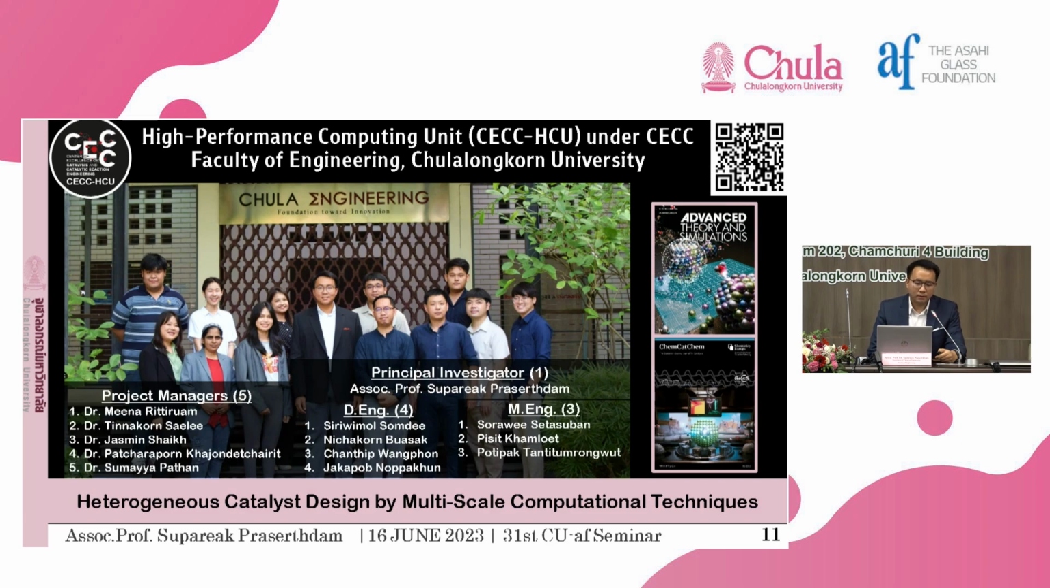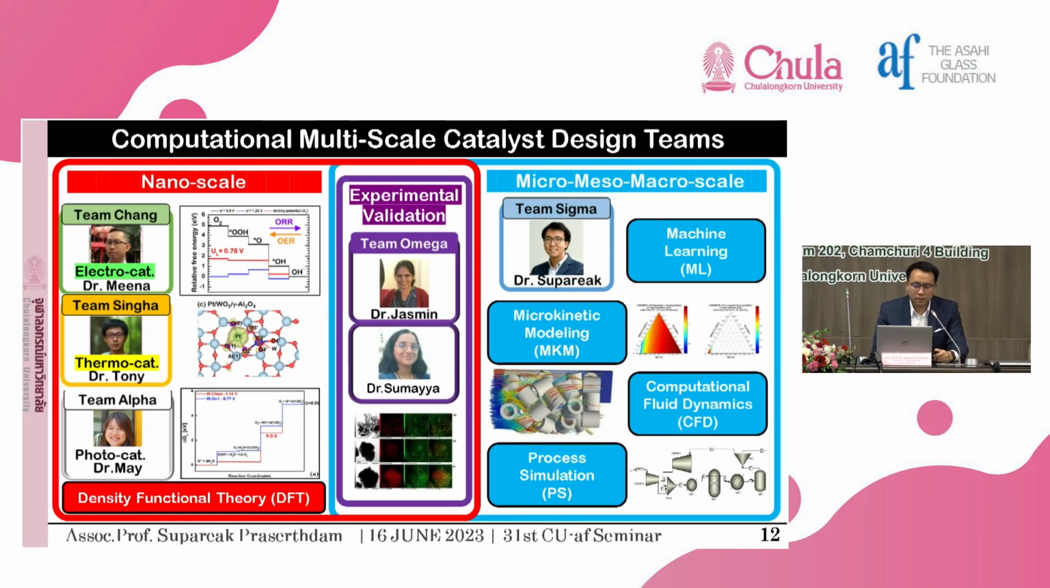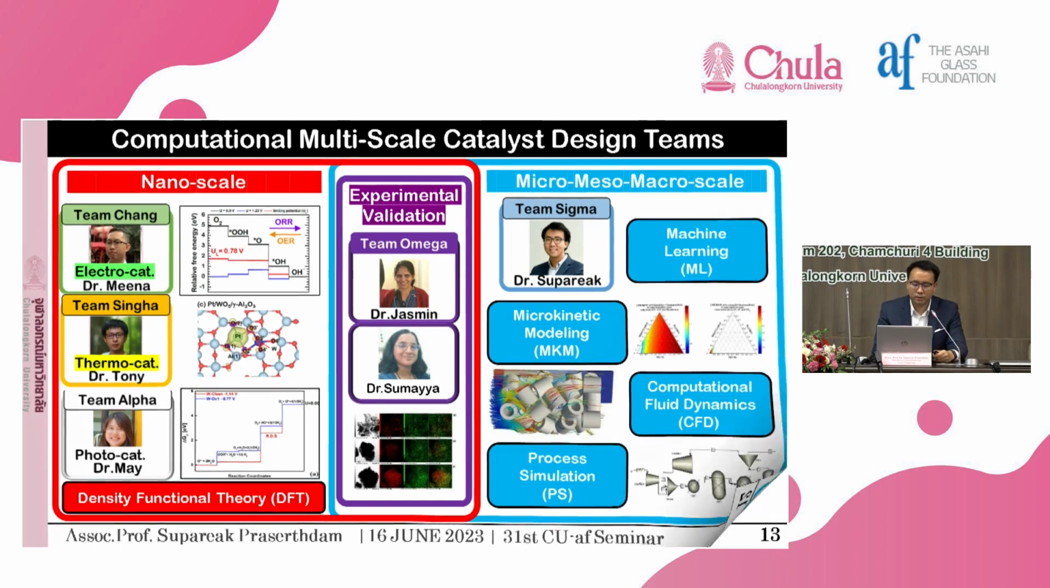What we did is that the whole group does heterogeneous catalyst screening and design using multi-scale computational techniques. In terms of the multi-scale, you can see that we have the nanoscale, in which all of them do quantum chemical calculations, so that we have data to input to the second team, the micro, meso, and macro scale, which uses machine learning together with microkinetic modeling and CFD, also process simulations, to upscale the simulations and provide insight at a higher level. And we have a small wet lab team to validate the computational results.